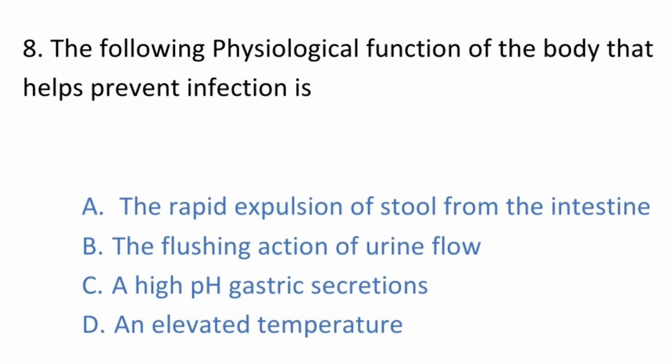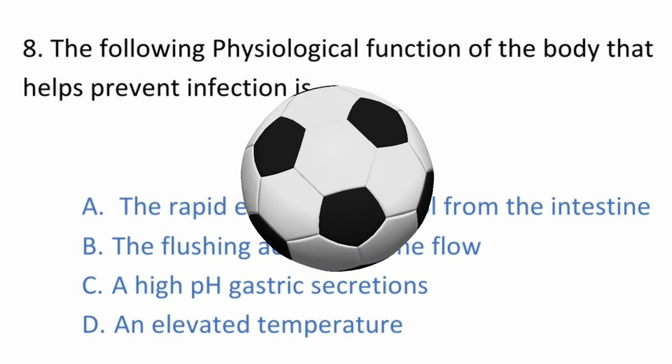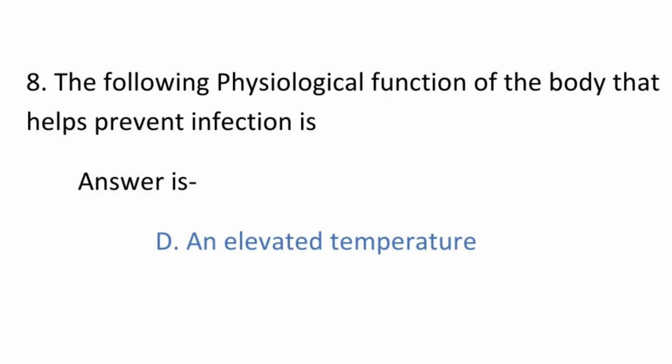आगे बढ़ते हैं हमारे 8वें क्वेश्चन की ओर। The following physiological function of the body that helps prevent infection is, options are number A, the rapid expulsion of stool from the intestine, number B, the flushing action of urine flow, number C, a high pH gastric secretions, and number D, an elevated temperature. क्वेश्चन को दोबारा पढ़ें। The following physiological function of the body that helps prevent infection is, आंसर होगा ऑप्शन नंबर D, an elevated temperature.